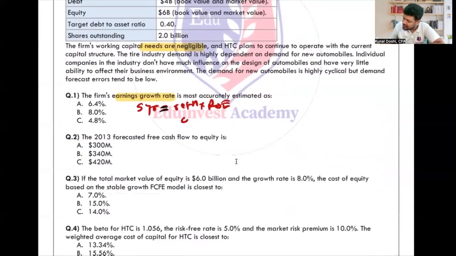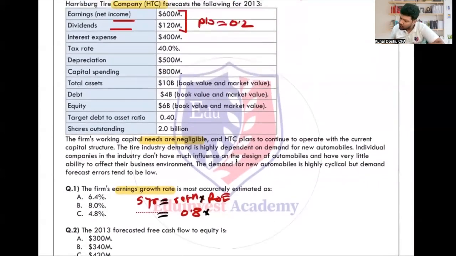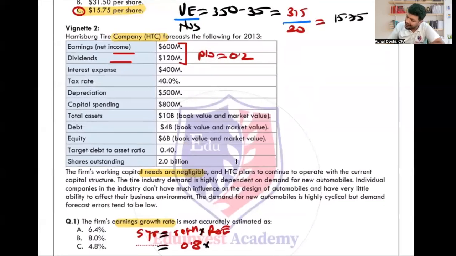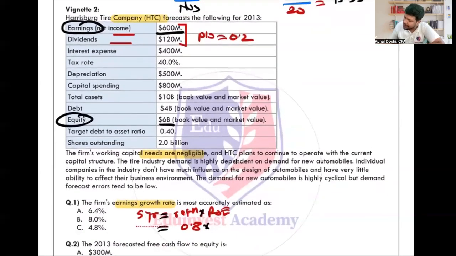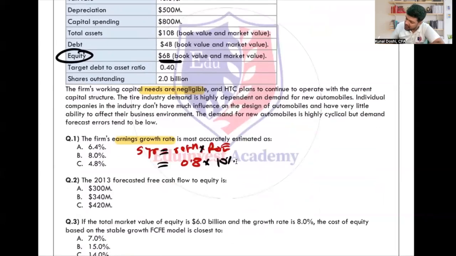So guys, my retention ratio has to be 80 percent, isn't it? Everyone, very good, right? What about my ROE? For ROE, you require earnings, that is net income, and total equity, which they have said is 6 billion, which is also the market value, isn't it? So 600 million divided by 6 billion, that is 10 percent, right? So my ROE is 10 percent. So basically, my sustainable growth rate has to be 8 percent. Clear? Everyone? Easy?